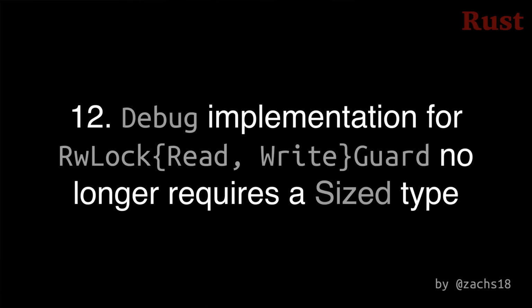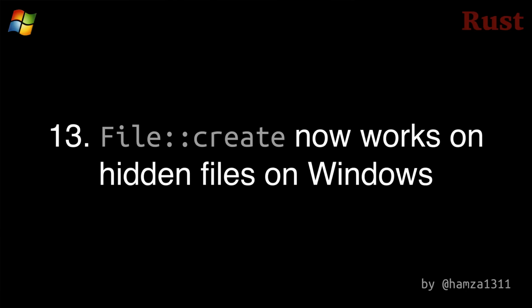Number 12, the Debug trait implementation for RwLockReadGuard and RwLockWriteGuard no longer require that RwLock be wrapping a sized type. So now the Debug trait implementation works when RwLock is wrapping a dynamically sized type such as a trait object or a slice. This fix was simply done by adding the question-mark-Sized trait bound to the type parameters of these Debug trait implementations to remove the Sized restriction, as was apparently intended in the first place, but just accidentally not done.